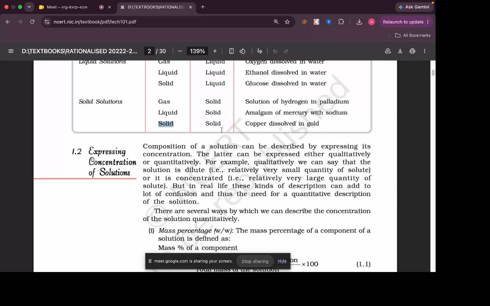Solid into solid. You will say, sir, how is it possible? Solid into solid is not possible, but it is possible. Copper is solid. Gold is solid. Copper dissolved in gold is solid dissolving in solid. So like this you are learning. Okay. Any doubt here?